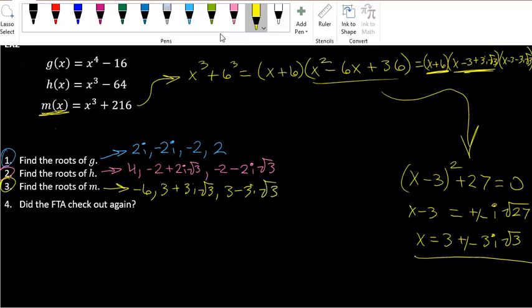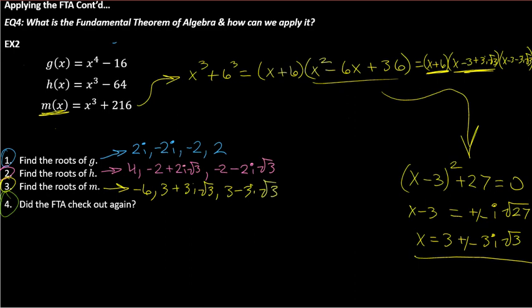And number 4 is just asking, did the FTA check out again? And the answer is absolutely, right? G of x had 4 roots, 1, 2, 3, 4, from 4 linear factors that we got. H of x had 3 roots from 3 linear factors that we got. And m of x also had 3 factors from 3 roots that we got.